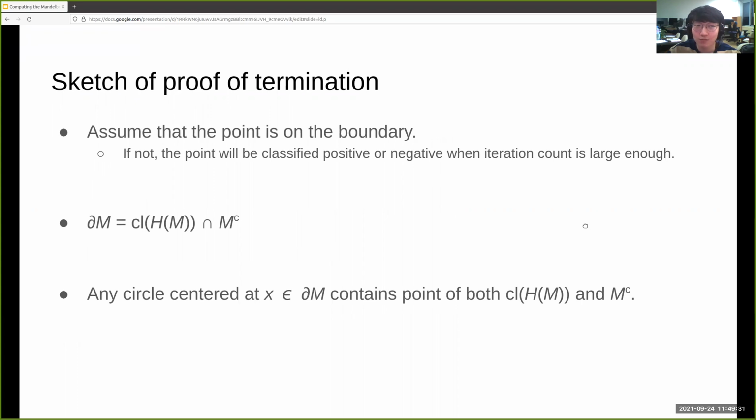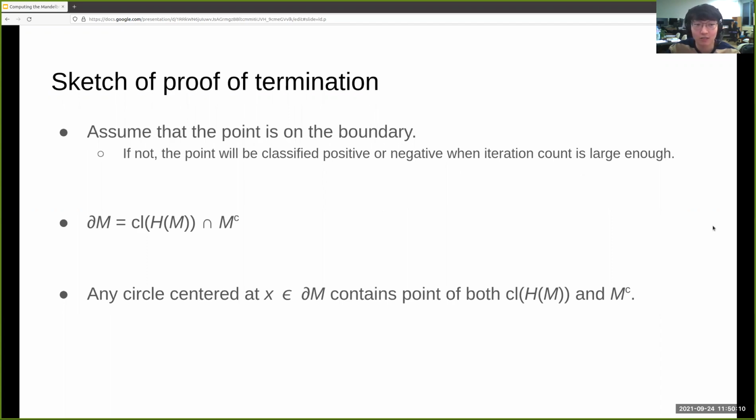Well, now it should be interesting if the algorithm terminates. So I'll give a sketch of a proof that the algorithm really terminates, assuming the hyperbolicity conjecture. Assume that the point is not in the boundary. Then the point will be classified positive or negative. It is easy to see that the algorithm terminates when the point is not on the boundary and the iteration count is large enough.